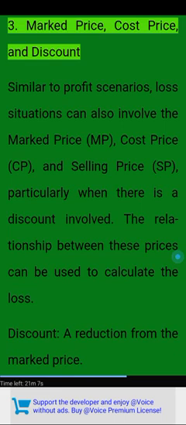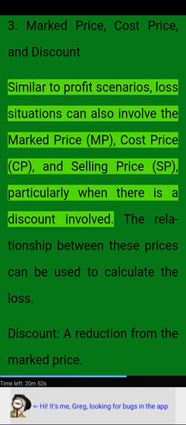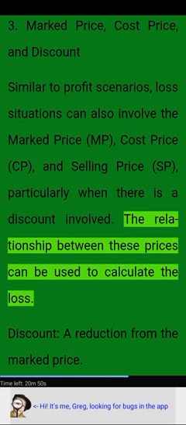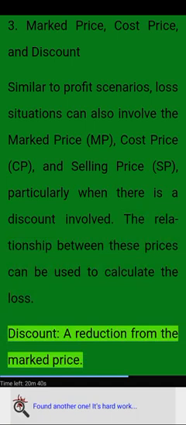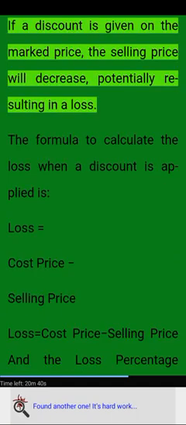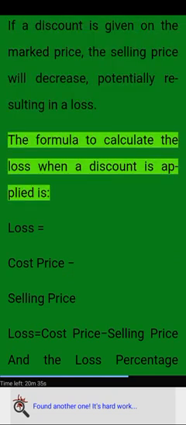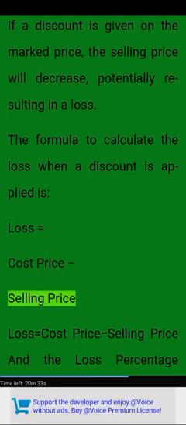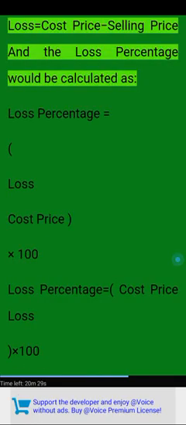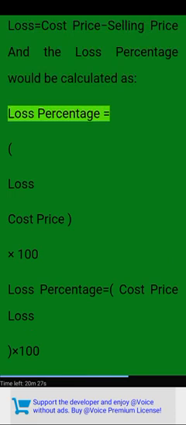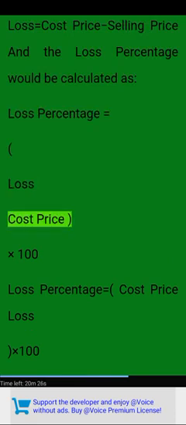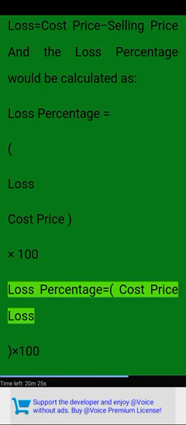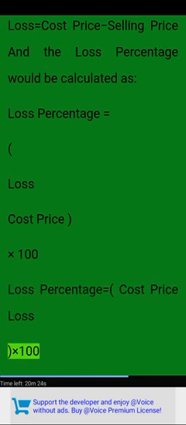3. Marked price, cost price, and discount. Similar to profit scenarios, loss situations can also involve the marked price MP, cost price CP, and selling price SP, particularly when there's a discount involved. The relationship between these prices can be used to calculate the loss. Discount, or reduction from the marked price. If a discount is given on the marked price, the selling price will decrease, potentially resulting in a loss. The formula to calculate the loss when a discount is applied is loss equals cost price minus selling price, and the loss percentage would be calculated as loss divided by cost price times 100.